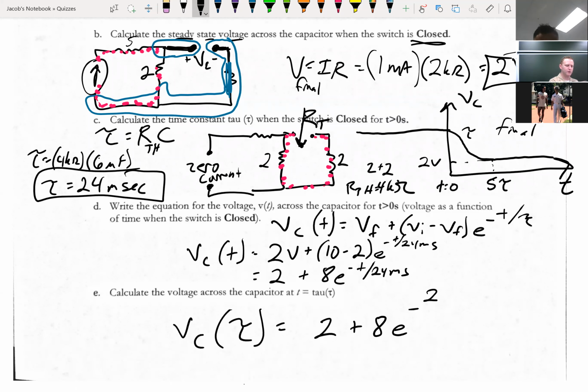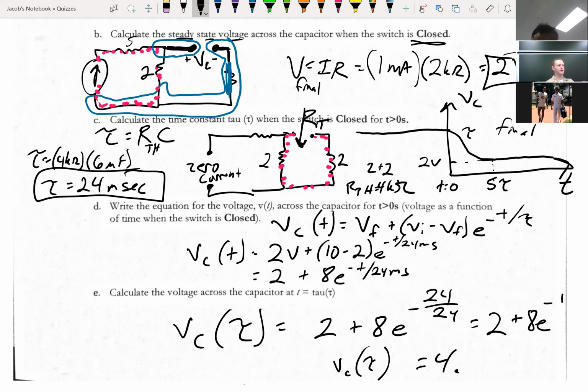e to the negative 24 over 24, or if you recognize that it was 1, you could write e to the negative 1. And I think it comes out to like 4 point, I don't have my calculator, I think it's like 4.79, 4 point something. I'll have it in the PDF whenever I upload the solution. But there is my V, the voltage across the capacitor, which makes sense. It should be between 2 and 10, right?